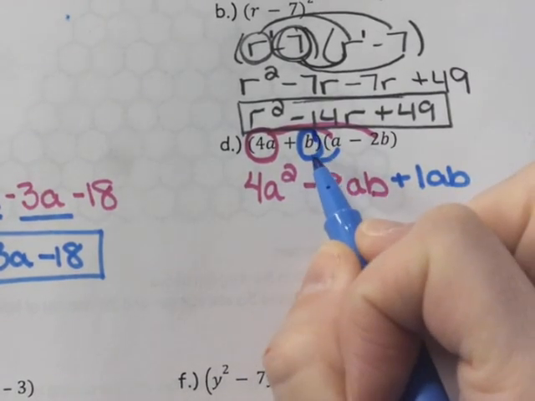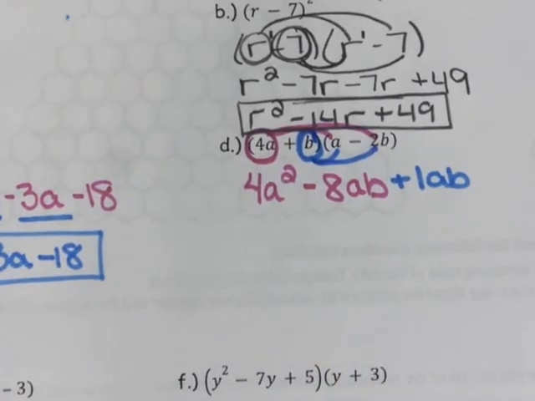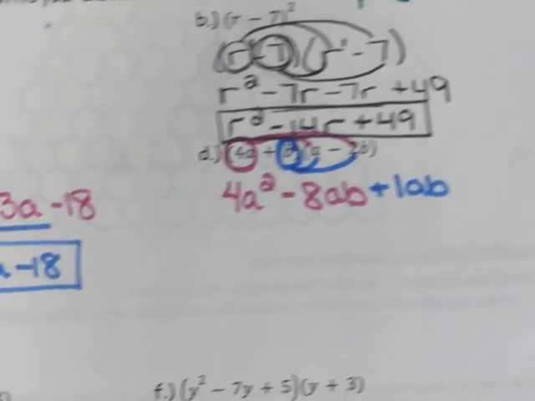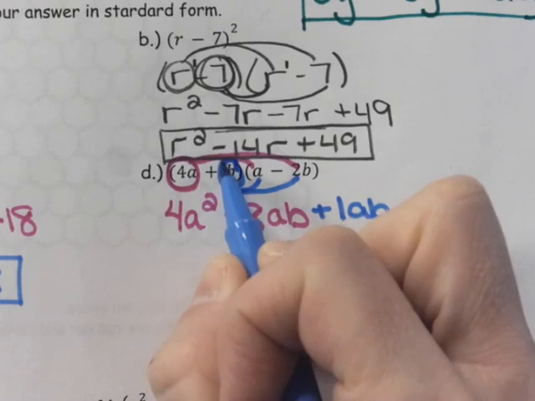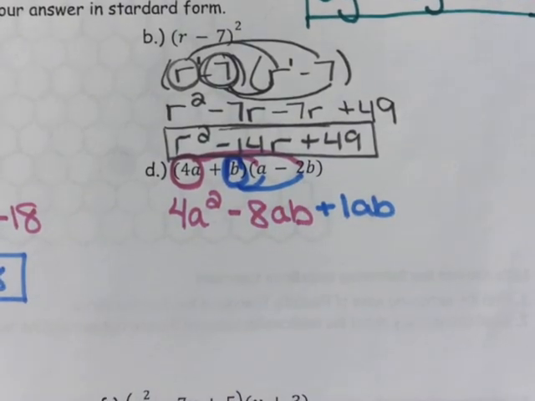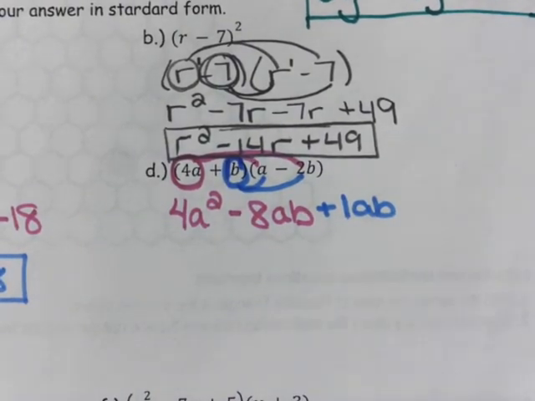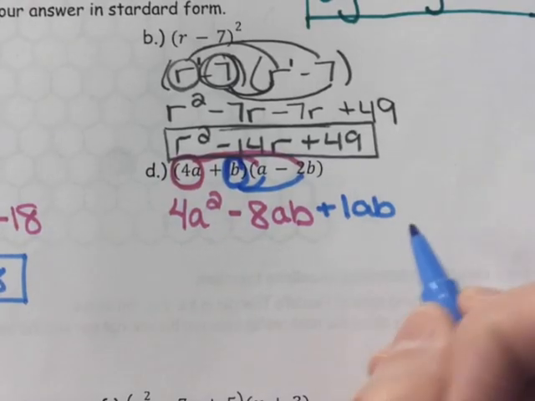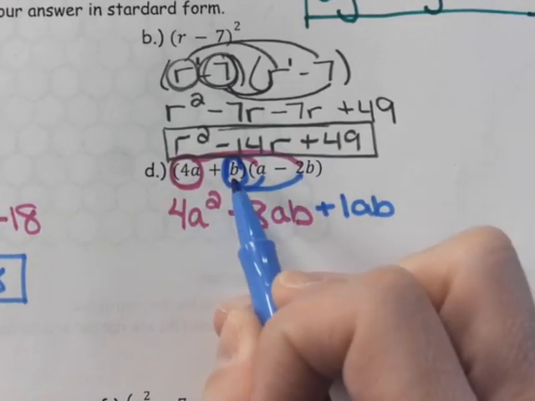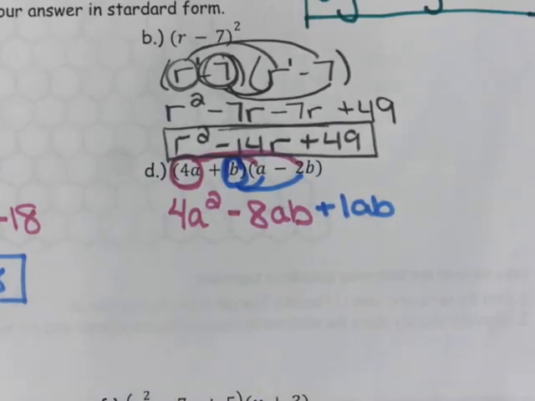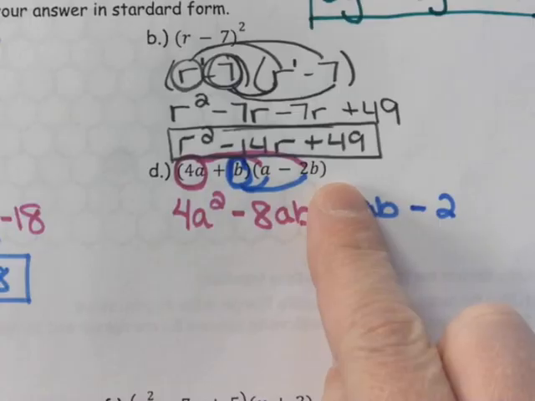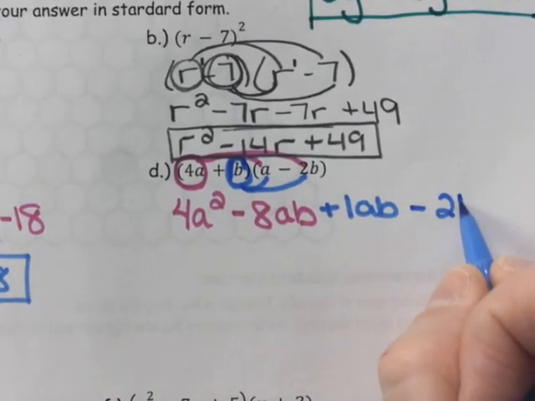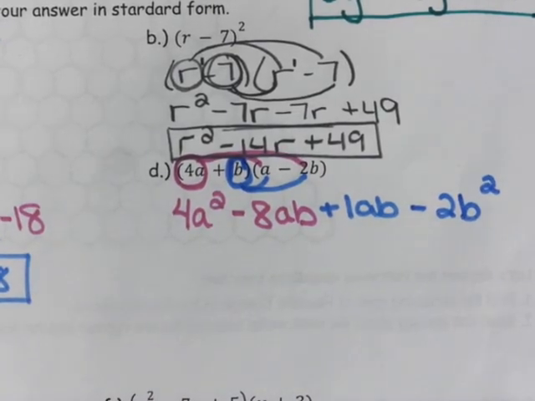Again, this is b to the first. So b times -2b. So first of all, if this is a 1 times -2, what is that? I multiply my coefficients. So 1 times -2 is -2, right? And then b times b is b to the second power. Yes. That's what I did too.